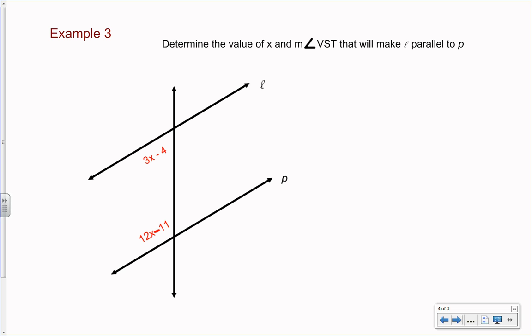Yes? Nope. Very good. Not quite corresponding, but they're close. They are consecutive interior, right? Because they're on the same side. And so now we have to learn, well, if I want those lines to be parallel, what do we need to know about those two angles? Must they be congruent? No, I see a lot of people shaking their heads. They must be, yes. Equal 180, otherwise known as supplementary. So let's add them together.